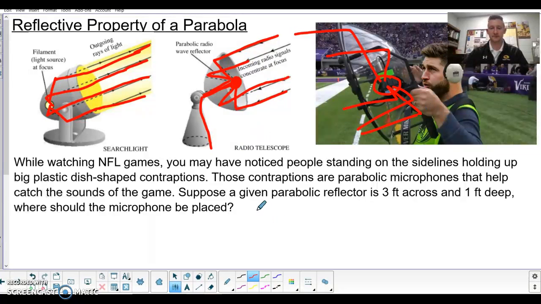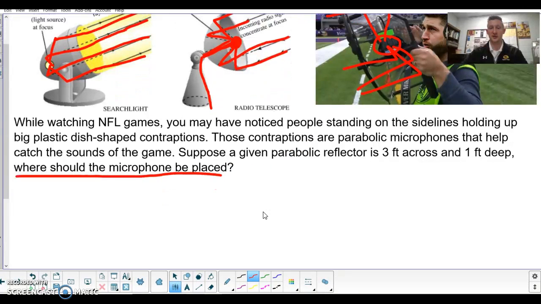Okay. So suppose a given parabolic reflector is 3 feet across, looks reasonable, and a foot deep, looks reasonable. Where should the microphone be placed? It should be placed at the focus. So what we're going to do is figure out where that focus is.